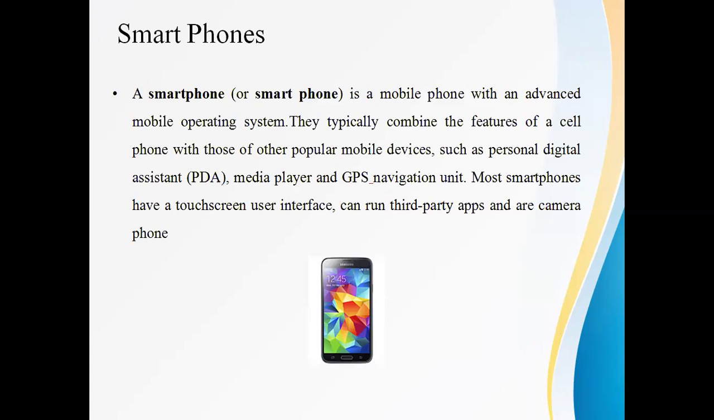Another good example is smartphones. A smartphone is a mobile phone with an advanced mobile operating system. They typically combine the features of a cell phone with those of other popular mobile devices such as personal digital assistant, media player, and GPS navigation unit. Most smartphones have a touchscreen user interface, can run third-party apps, and are camera phones. So this is another example of a good product.